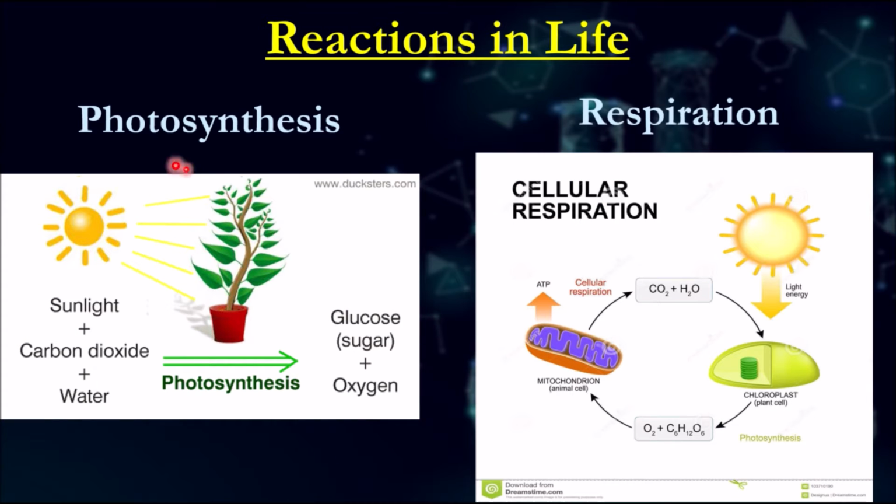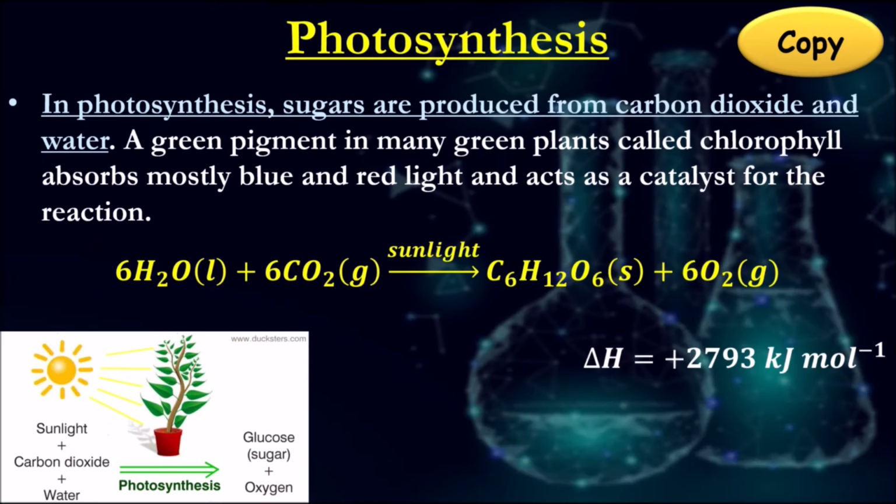To start ourselves off, we're going to look at photosynthesis and cellular respiration. You probably know photosynthesis as the process in which plants convert carbon dioxide and water into energy. And cellular respiration is using oxygen and sugar to produce carbon dioxide and water.